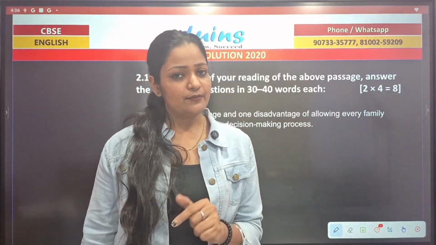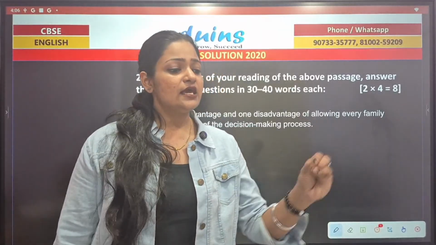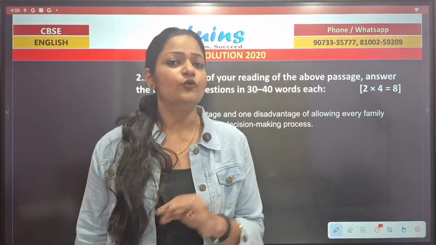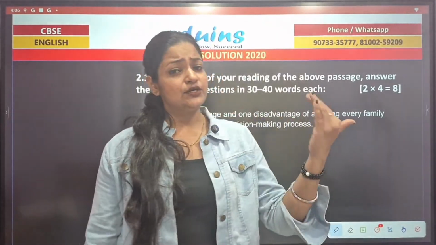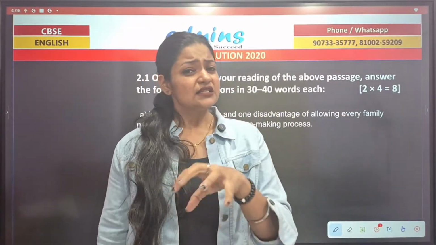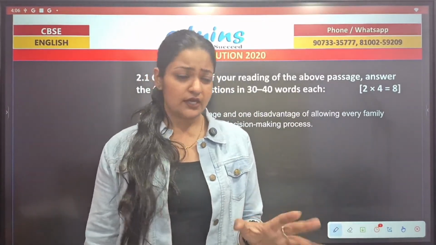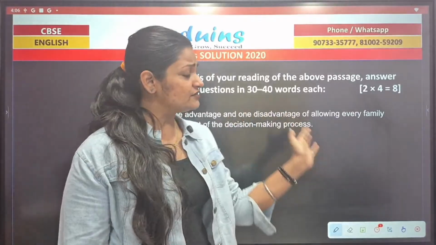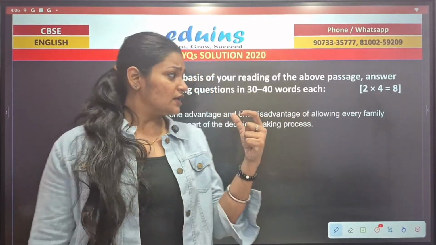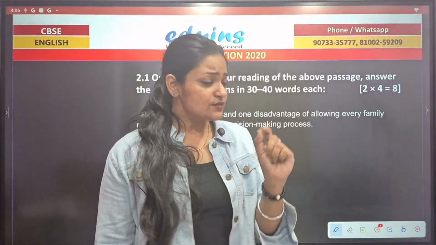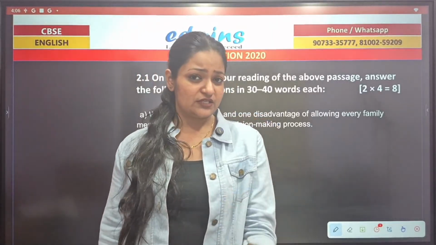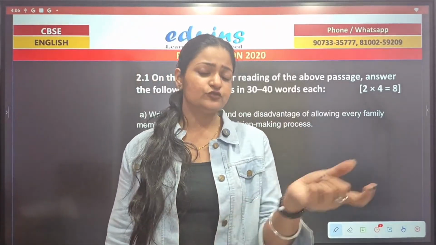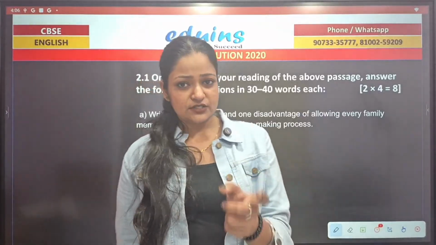Nowadays families are more careful about this, they are concerned about every other member's opinion. But 20 years ago, the situation was totally opposite. Every other thing has an advantage and a disadvantage, pros and cons. So in this passage, where every family member is part of the decision-making process, you have to write one advantage and one disadvantage.